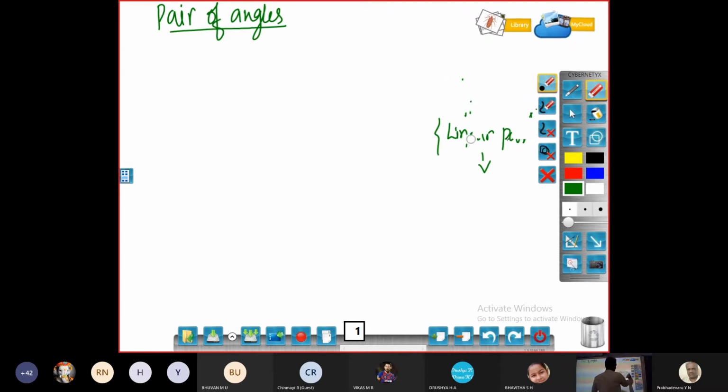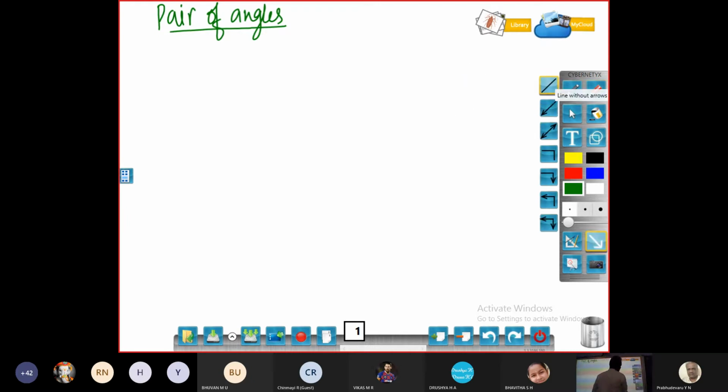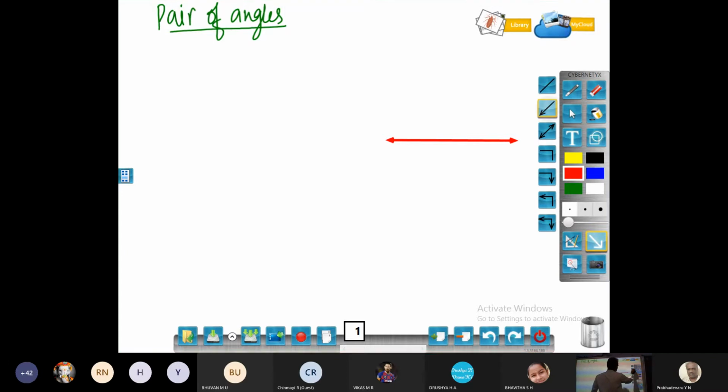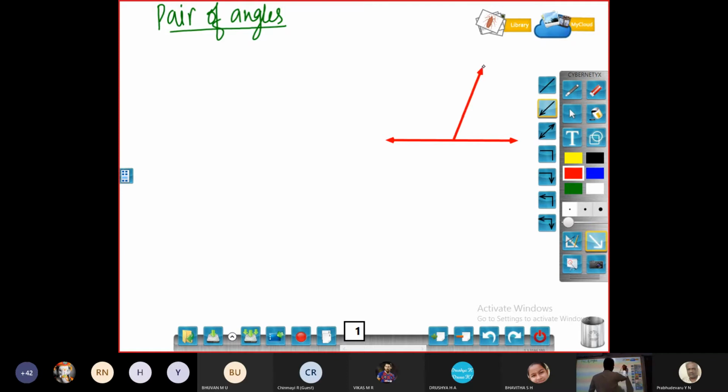For this, I am going to draw a pair of angles here. Look at this, I am going to draw a line. This is a straight line. On this straight line, I am going to take one ray. Let us call this AB, a straight line, and OC is the ray standing on it. So we have two angles formed on this.